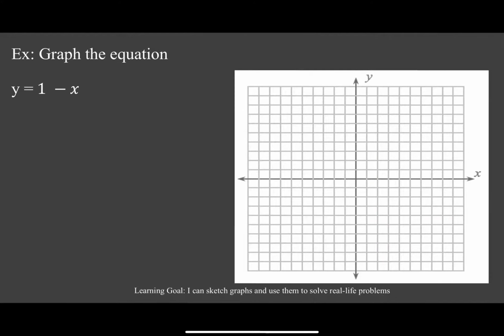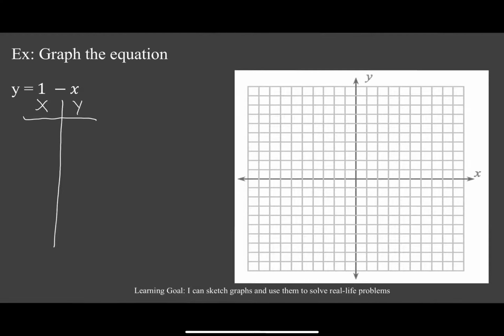For this second example, I'm going to use a different approach, so I'm going to make a table of values to find some points of this equation in order to graph it. And just know that going forward, you are welcome to use whichever of the two methods you prefer for graphing equations by hand, whether it is using a shortcut or using a table of values as you're about to see. So again, for this example of y is equal to 1 minus x, we're going to draw a table of values, find some points, and then draw our graph using those points that we obtained from the table.